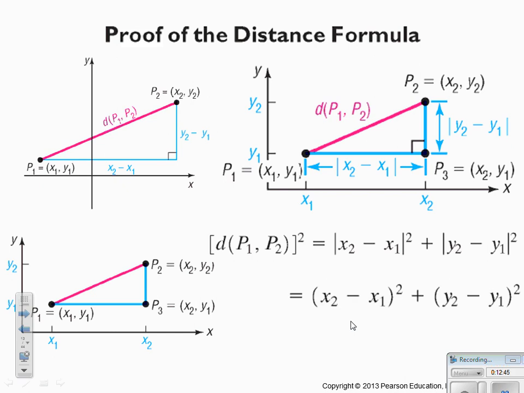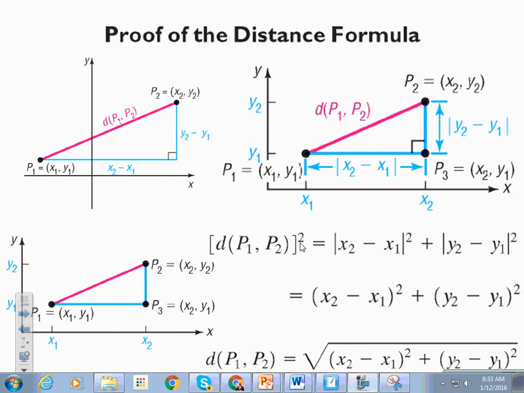We substitute that in, x2 minus x1 squared. We can dump the absolute value because what does square do to any negative value? It'll make it positive. So for the sake of simplicity, we trade out the absolute value for parentheses. And then we take the square root of both sides because this was a distance squared. So just to get the straight up distance, we take the square root.